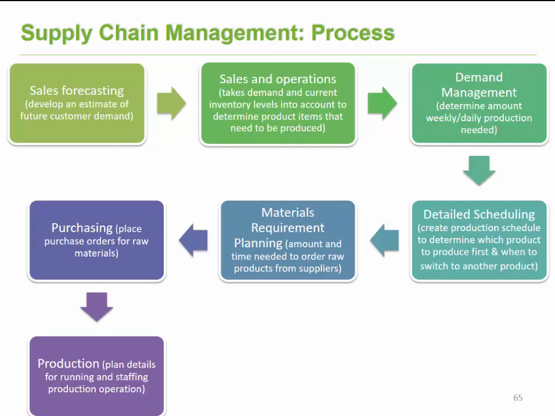That is then linked to materials requirement planning. How much time do you need to set aside to order your raw materials? How long do you need to wait for suppliers to supply those materials? That then goes into purchasing your raw materials, placing orders, ensuring that these are delivered, and then that ultimately goes into production, where you start combining these raw materials into an actual product. Now this is a very simplified explanation of the process.